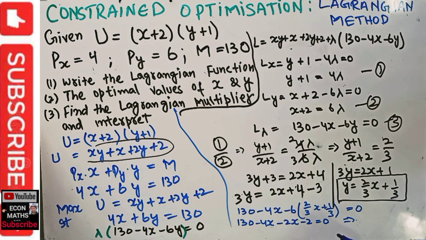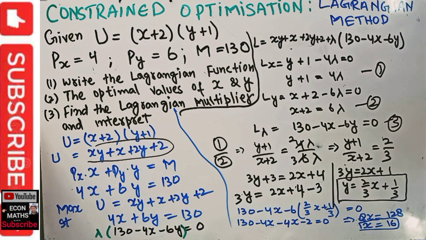Again I am doing some basic mistakes here. So 3 1s are 3, 3 2s are 6, so 2 2s are 4, it is here 4. So minus 4x and minus 4x, when I transpose it, it will become 8x is equal to 130 minus 2, that is 128. Dividing both sides by 8, we get the value of x equal to 128 divided by 8, which is 16. So we get the optimal value of good x is 16.